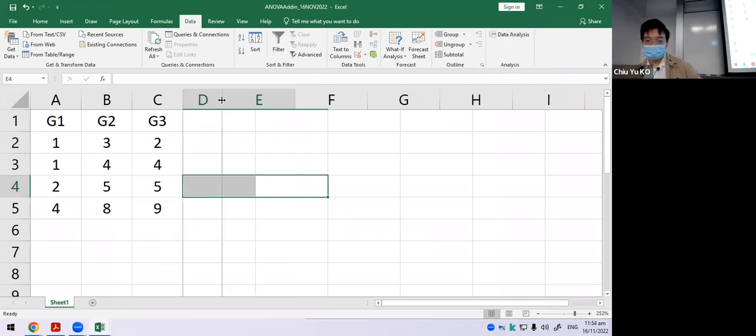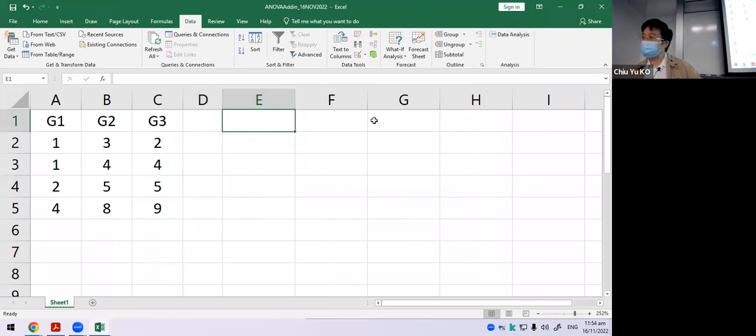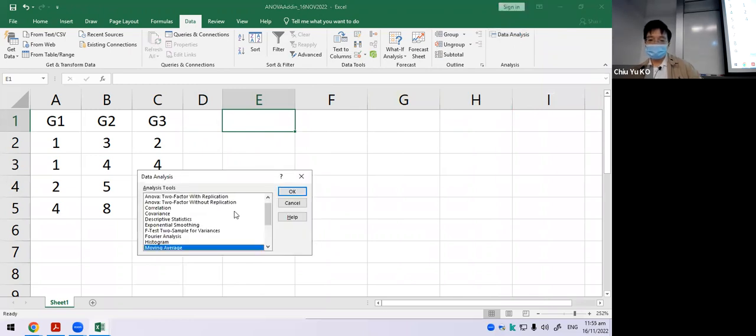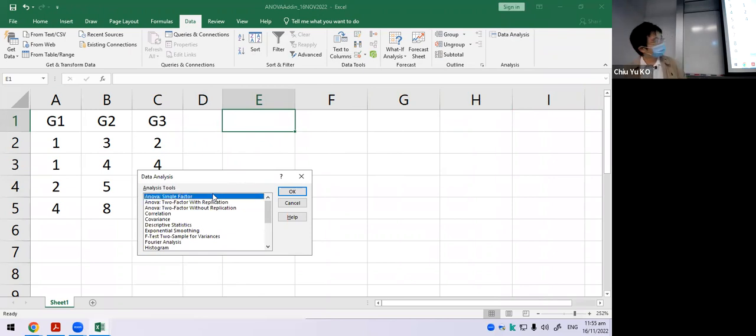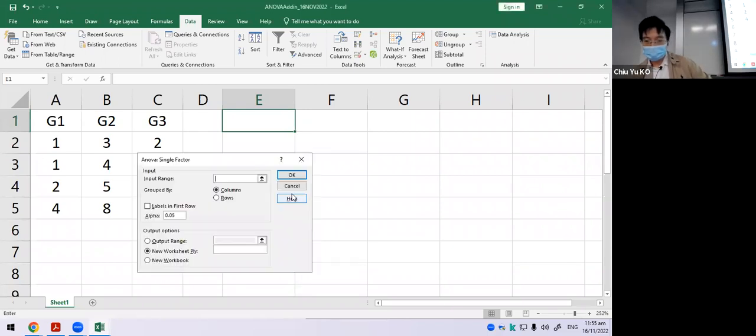So, the same function should appear in your own Mac. That's not an issue. So it's Data Analysis. Okay, and you go to the very top. That's called the ANOVA single factor. Single factor means it's one-way ANOVA, right? Remember, factor means grouping. One grouping. So click OK.